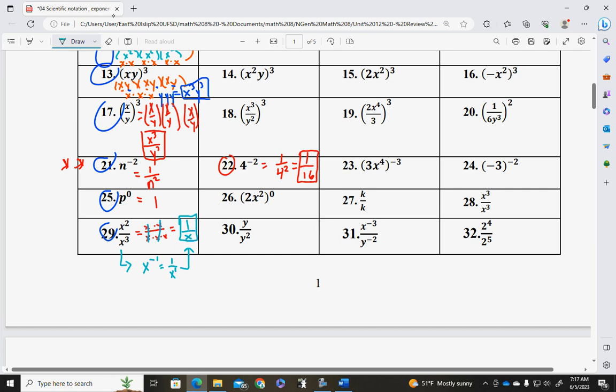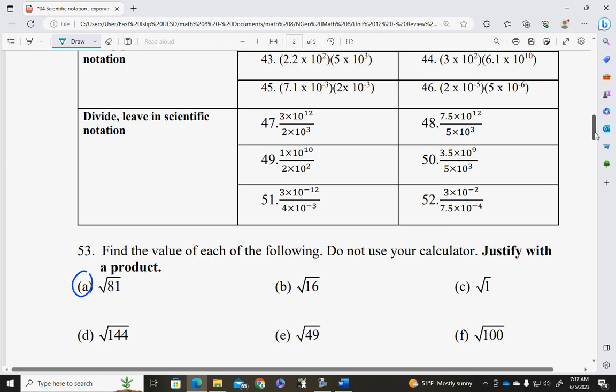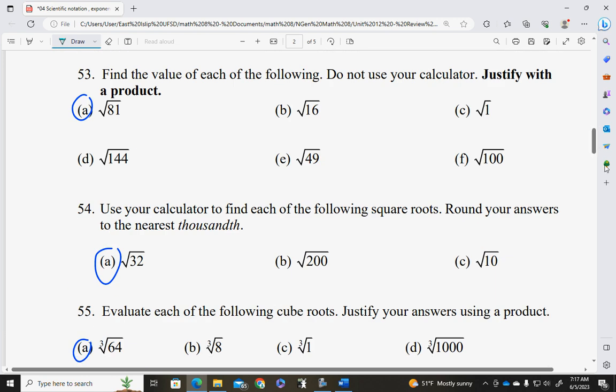All right, so I'm moving on to the next page. You will finish this page on your own as part of your classwork and homework. And again, there's some rules up here, but I'd like to just do some problems with you. So number 53A. Remember, this symbol here is a square root symbol. Square root means think of a number times itself that gives me 81. What number squared is 81? It would be 9. This answer is 9.